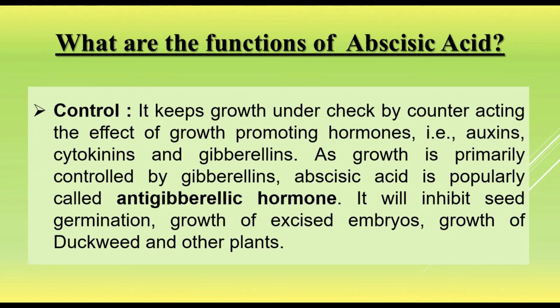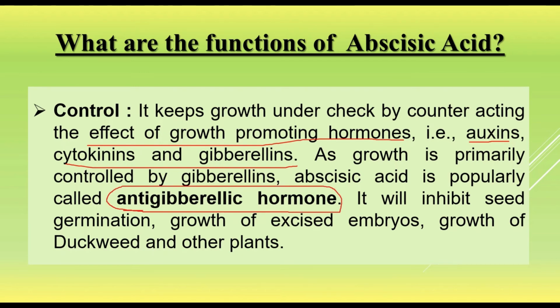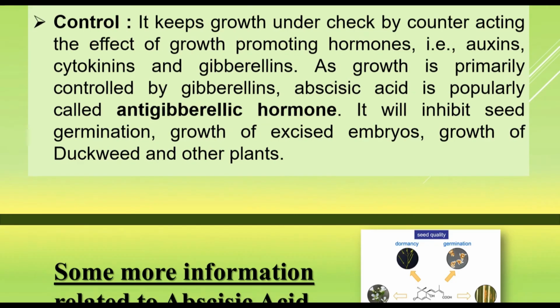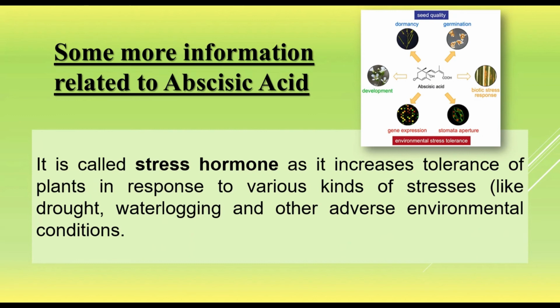Abscisic acid keeps growth under check by counteracting the effect of growth promoting hormones like auxin, cytokinin and gibberellin. As the growth is primarily controlled by gibberellin, abscisic acid is popularly known as anti-gibberellic hormone. It inhibits seed germination, growth of the excised embryo, etc. Abscisic acid is considered a stress hormone.